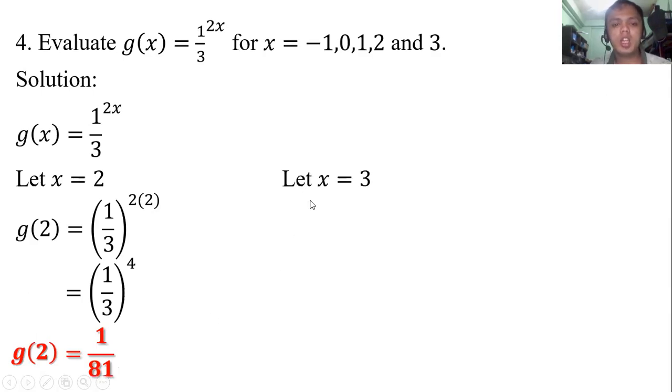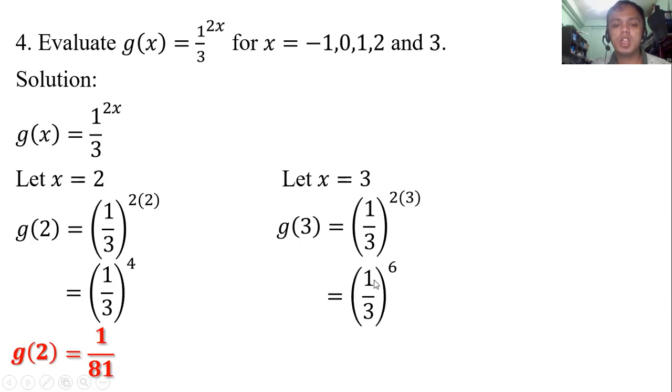Okay? Then here, if your x naman is 3, no? Substitute your x to 3. So we have 1/3 raised to 2 times 3. 2 times 3 is 6. Then 1/3 raised to 6. That would be equal to 1 over by 729. Okay?